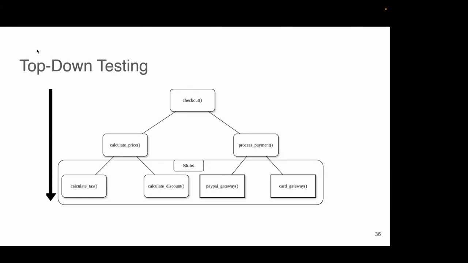And then you'll just be testing the logic of the checkout and the calculate price and the process payment. And if you're doing the checkout, you'd probably want to make sure that checkout does the broad behavior you're expecting. So once you've checked out, it sends your order to the warehouse to be processed. So you're testing the top layers first, and you're stubbing the lower layers, and that's the gist of top-down testing.